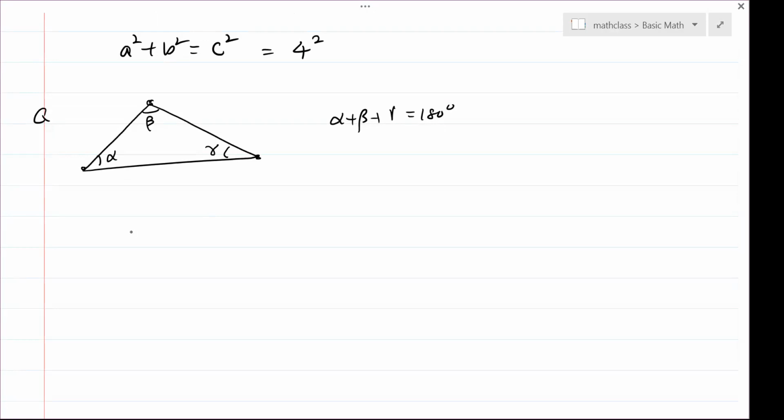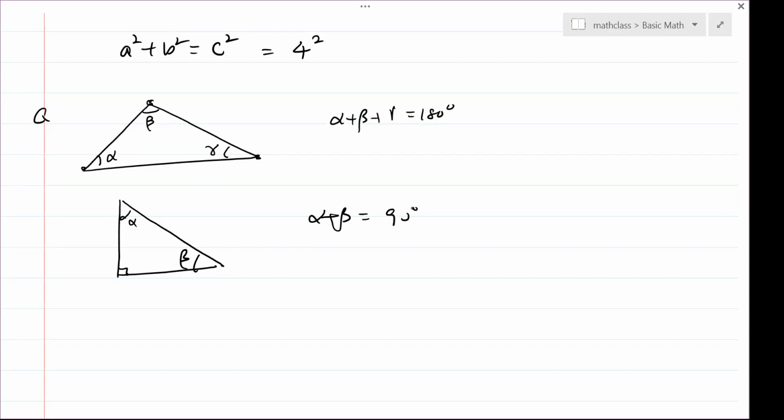So for the right triangle, this is alpha. This is beta. Alpha plus beta is going to be 90 degrees always. Why? Because the sum of 3 angles is 180 degrees, but one of the angles is 90 degrees, and the sum of the rest of 2 angles is 90 degrees.